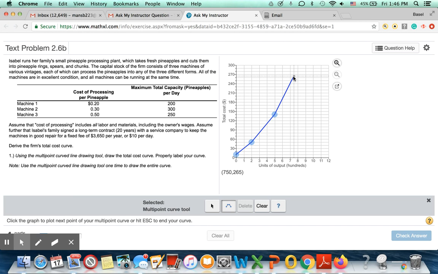Notice that it looks like a total cost curve. You see, the cost is increasing. You start with the most efficient machine, then you shift to the second most efficient machine, and so on and so forth.